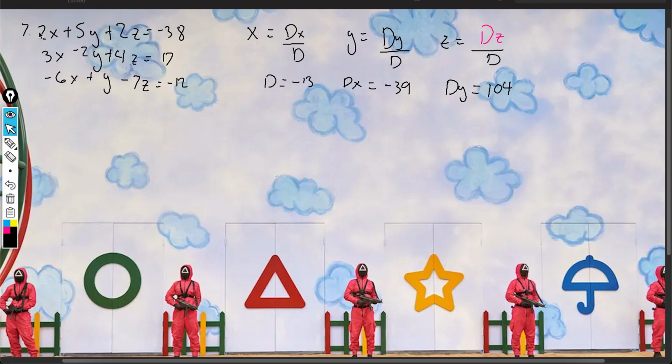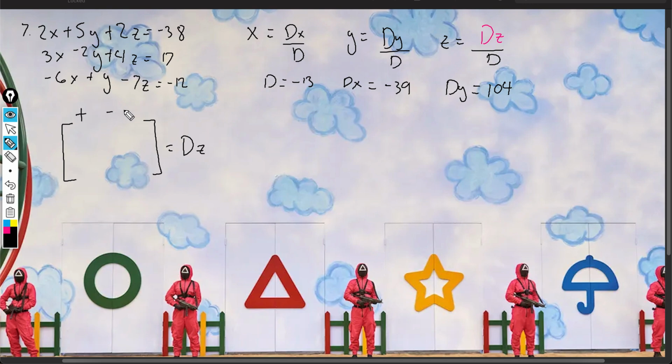All right, last part, number 7. Do a matrix. In this one, we're solving for d sub z. So we found d sub x, d sub y, and originally we did just d, the determinant value. So negative 13, negative 39, 104. Now we just need d sub z, and we're almost done.